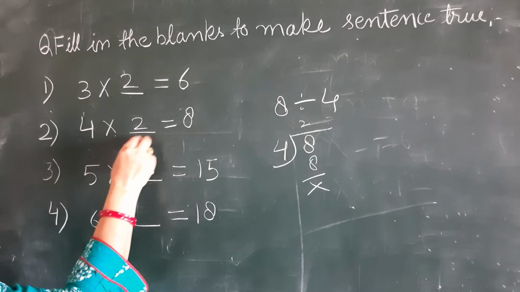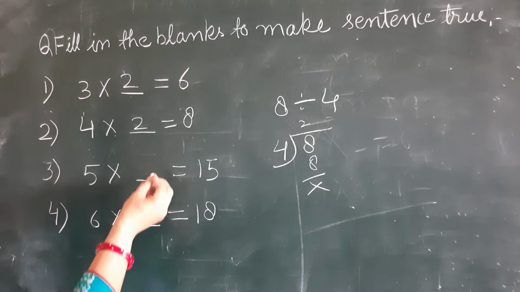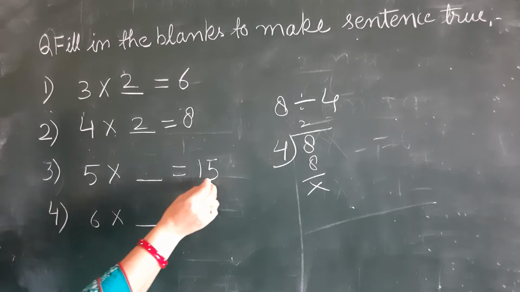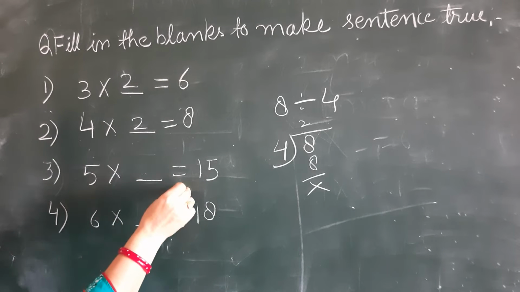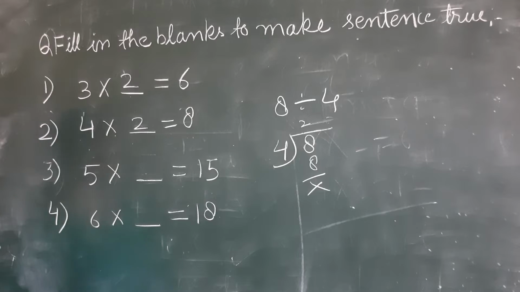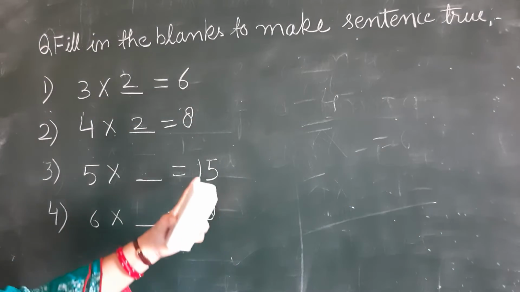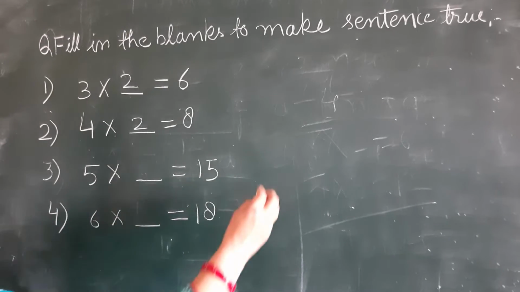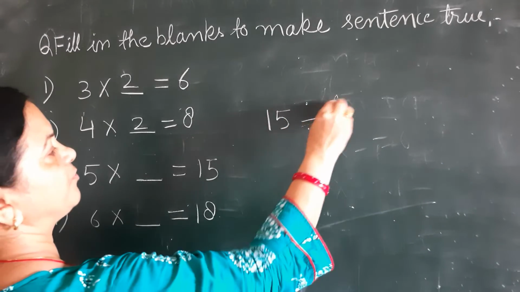Now 4 into 2 is equal to 8. We have to find the digit so that the product of the two is equal to this side. So what will we do now in this? We will just divide this 15 by 5. Okay students, we can write it as 15 divided by 5.